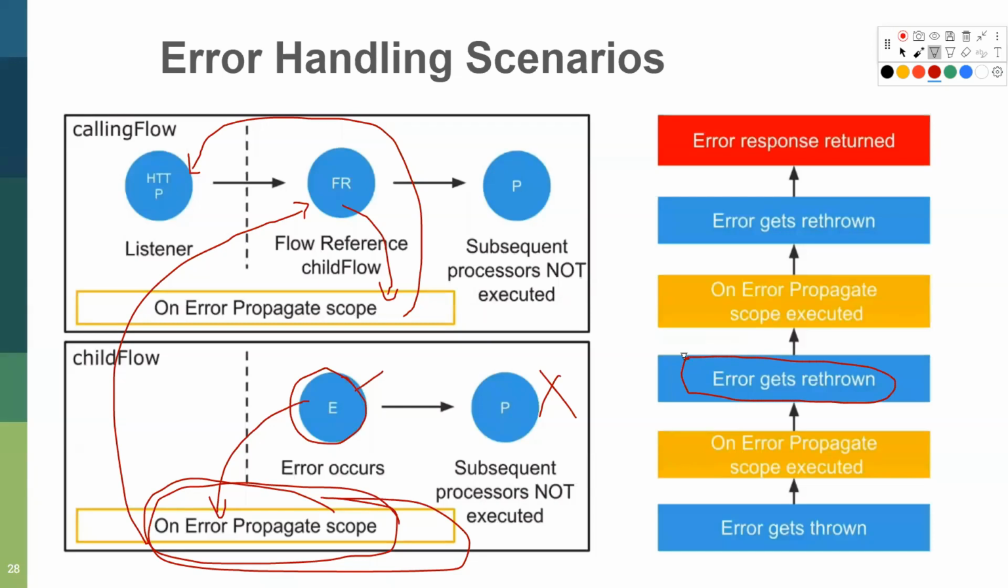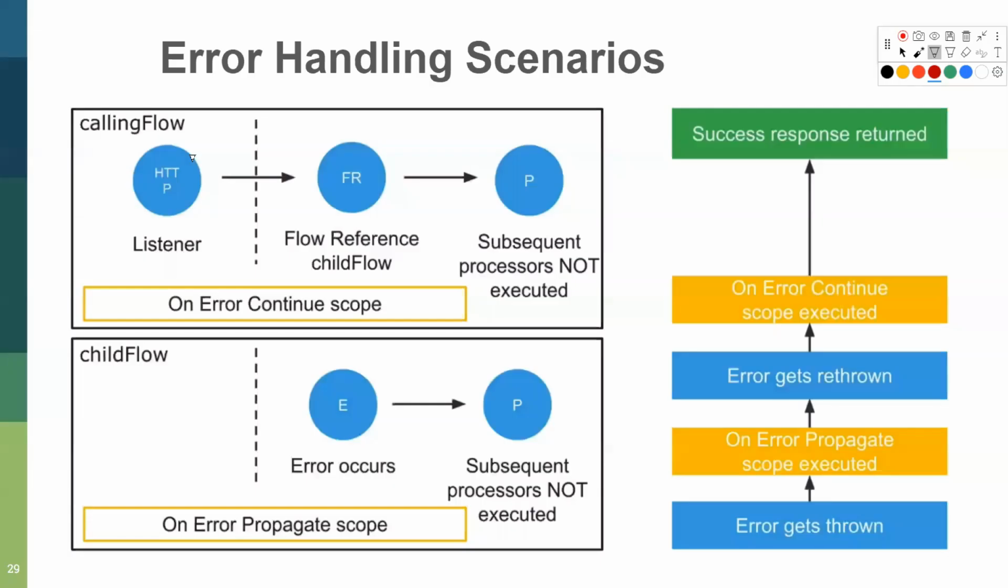And then the flow reference sends the error to on error propagate, which is the error handler here. And we know on error propagate propagates the error, so it throws that error, and that is what we get here. So this is when we have a main flow calling a child flow. Let's see other scenarios. What about this one?